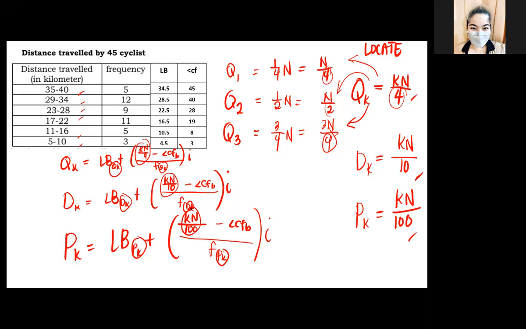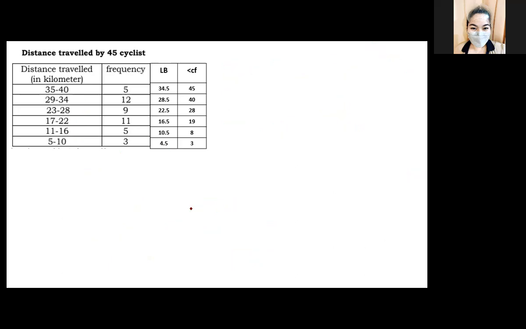Okay? So let's proceed. What if what I need to get is D sub 4? Let's say what I need to get is D sub 4. Of course, my k is 4. So that's 4 times n divided by 10. And 4 times n, which is 45, divided by 10 is equal to, what is the equivalent of that?